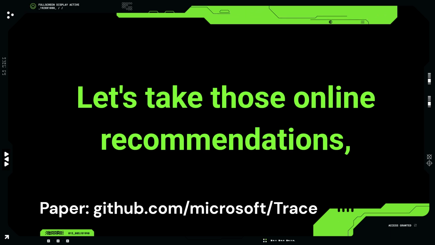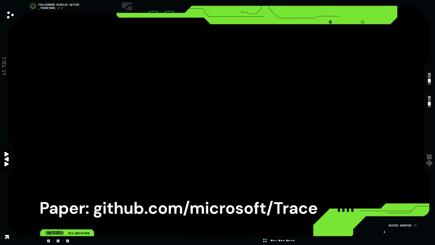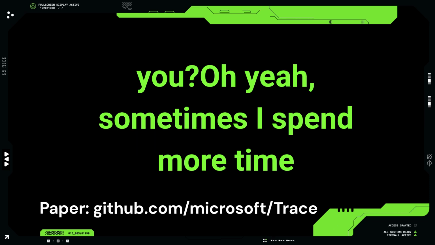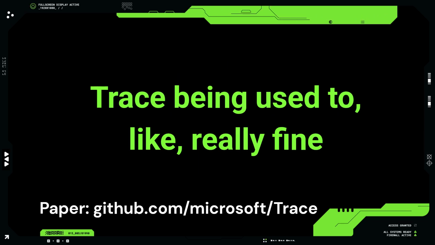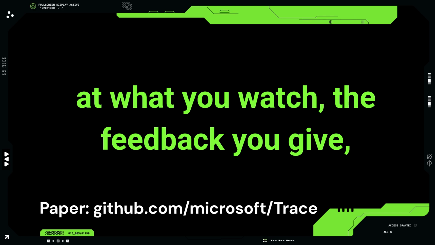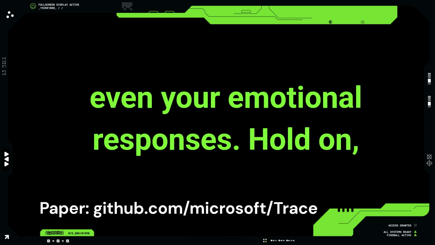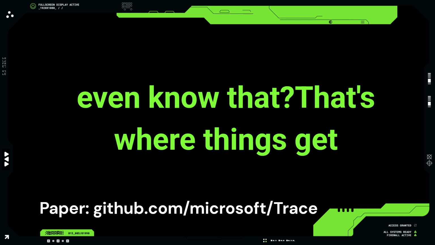Let's take those online recommendations, for example. Yeah. Those systems that suggest movies or music. Ever feel like Netflix just doesn't get you? Oh, yeah. Sometimes I spend more time scrolling than watching. Now, imagine Trace being used to really fine-tune those recommendations. Yeah. It could look at what you watch, the feedback you give, even your emotional responses. Hold on, emotional responses. How would an AI even know that?